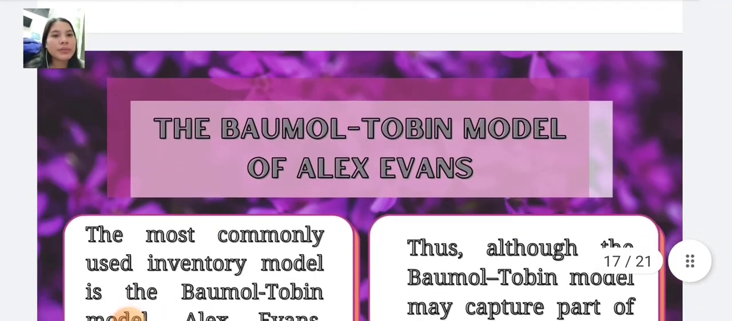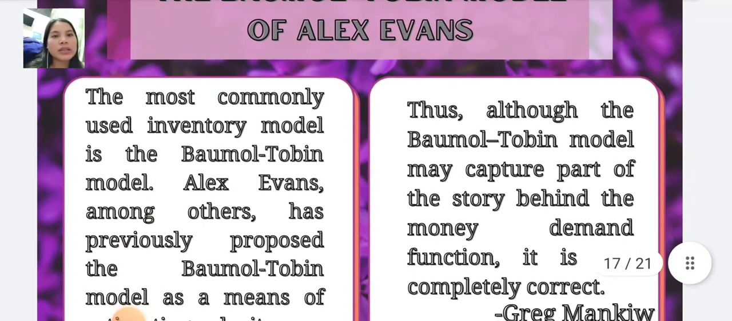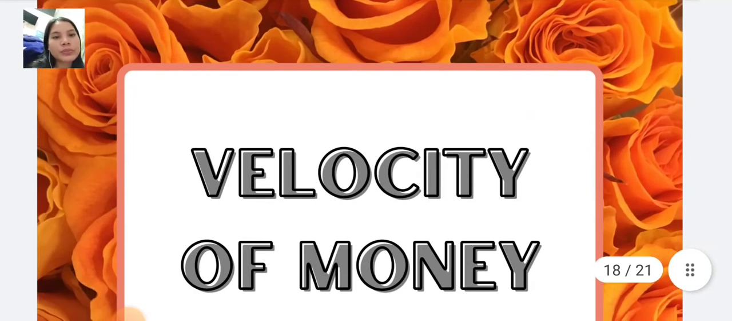So, here we have the Baumol-Tobin model of Alex Evans. The most commonly used inventory model is the Baumol-Tobin model, where Alex Evans, among others, has previously proposed the Baumol-Tobin model as a means of estimating velocity. Thus, although the Baumol-Tobin model may capture part of the story behind the money demand function, it is not completely correct, according to Greg Mankiw.